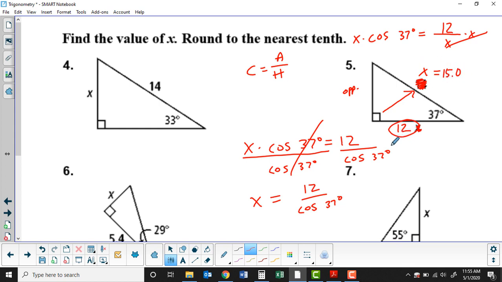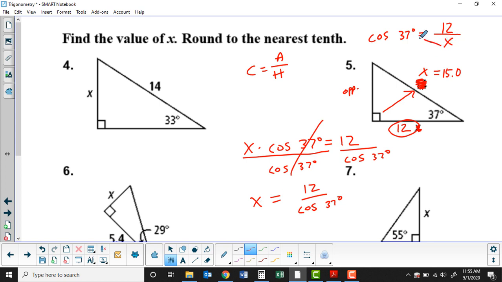All right. Now, I did say I was going to show you a bit of a shortcut on this. And the shortcut basically is, look at where we started. When we started this problem, let me get rid of some of this stuff up here, we had the x right here and the cosine 37 over here. When we finished this problem, these two switched places. Everybody see that?